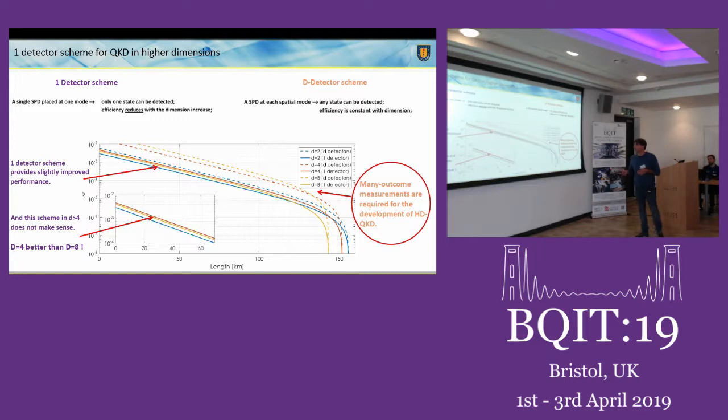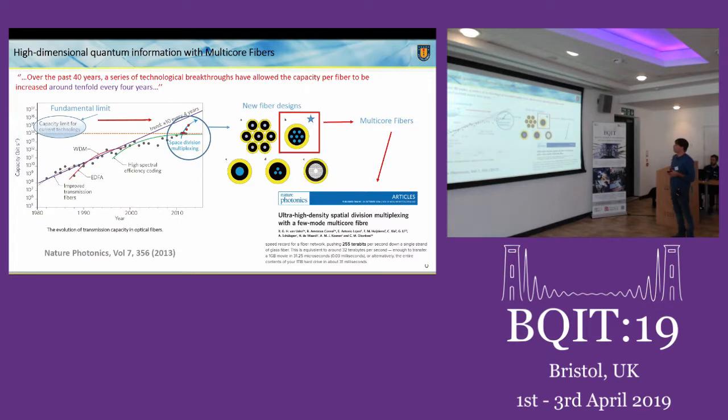For example, in the case of the BB84 protocol, you can see that already here, with dimension 8, you generate less key than you can generate with a four-dimensional quantum system. So there is no reason at all to use only this scheme for high-dimension quantum information processing. This is not the case when you have access to many outcomes of the measurement. And so to move in this direction, we left the technology of spatial light modulators and started to work with multicore fibers. Okay, what are they?